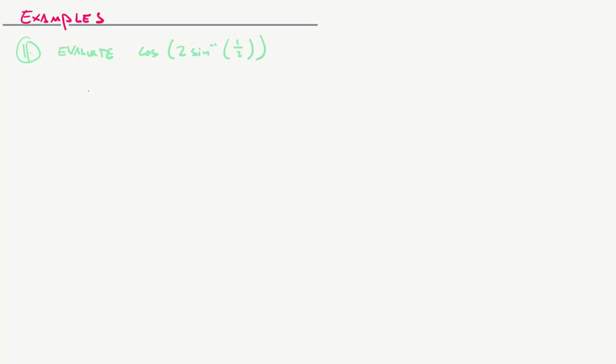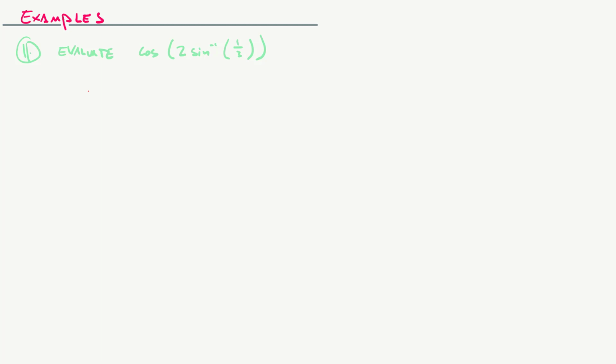We're going to evaluate the cosine of 2 sine inverse of 1/3. Now, I put this one in because I think initially when you look at this, it could be kind of confusing what it is you're supposed to do. Eventually, we're going to get some kind of cosine output. So we're going to get some x coordinate on the unit circle.